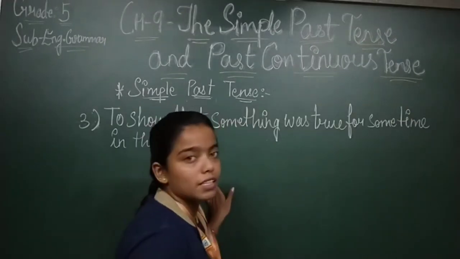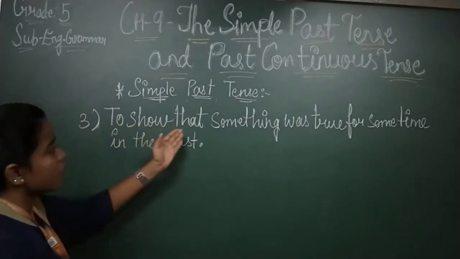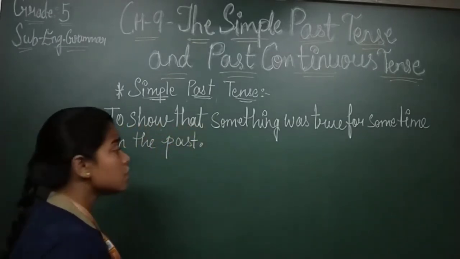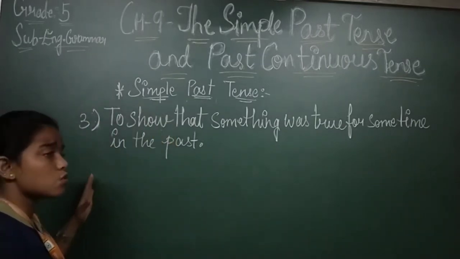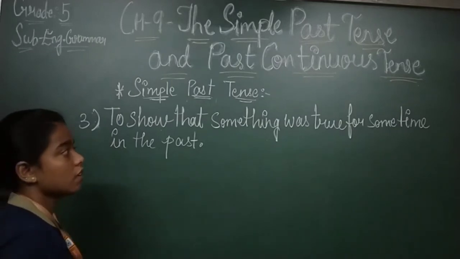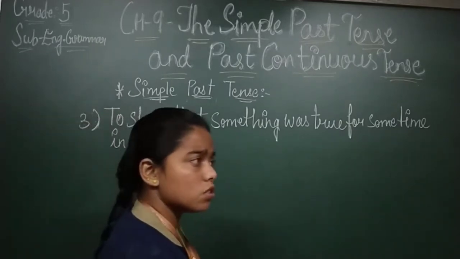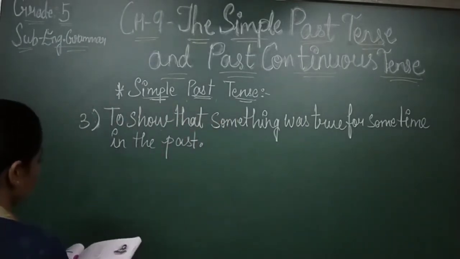Students, we will see the last point of simple past tense: to show that something was true for some time in the past. In this point, they are saying that something was true, valid a long time ago, in the past, for some time, for a few days. It was true in the past. So we will see one example.